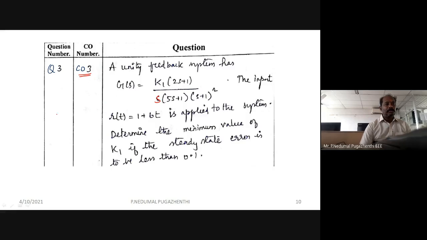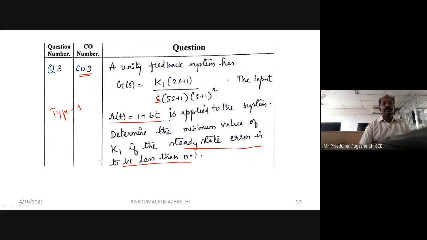The type of the system is type 1. The input R(t) is applied to the system. And what has been asked? They are asking what should be the value of K1 in such a way that if you apply this input R(t) = 1 + 6t, you are able to get a steady state error which will be less than 0.1. Okay, so that's the problem.